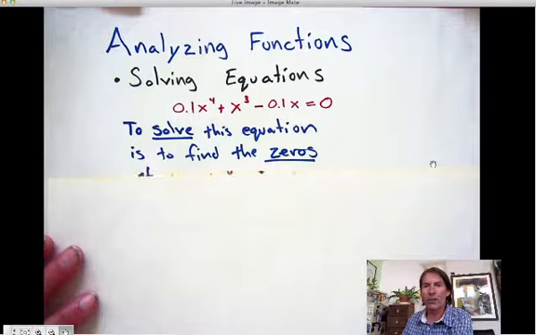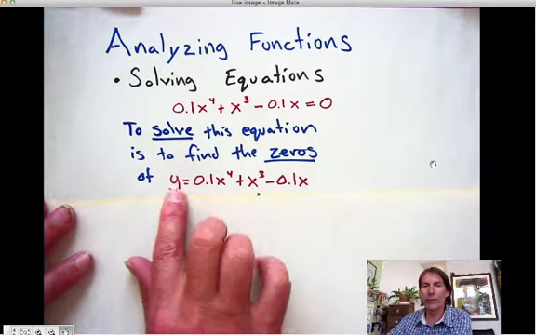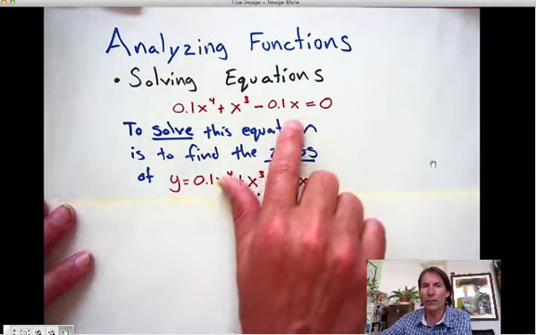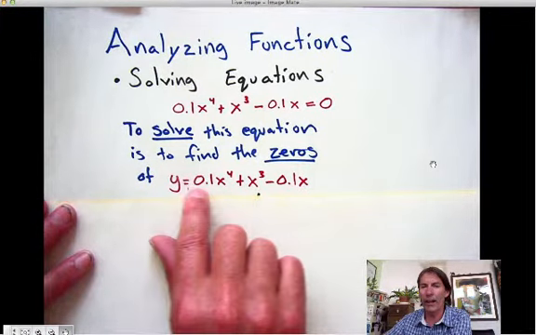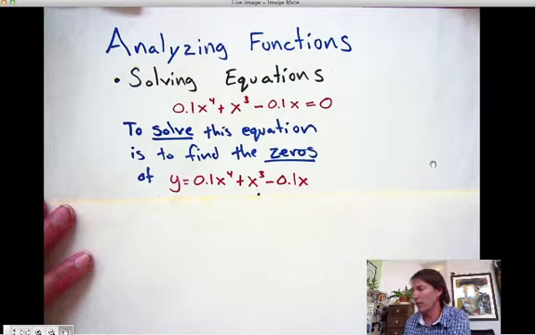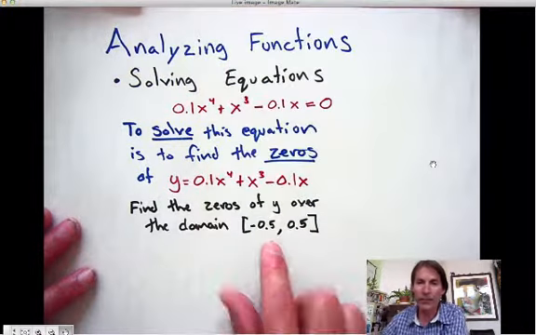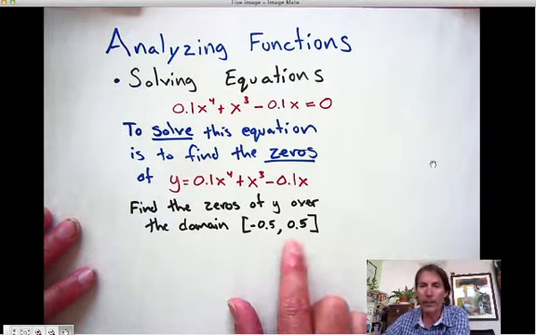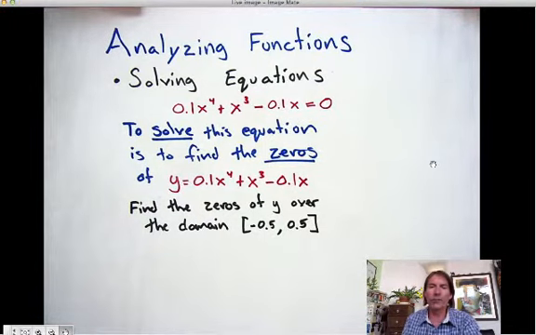So to solve this equation is to find the zeros of this function. So basically, if we solve this equation that equals 0, it's like saying that y is 0. We could graph this function. We can find the zeros of this function. So we're going to find the zeros of this function over the domain -0.5 to positive 0.5.